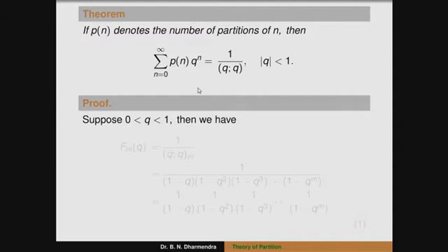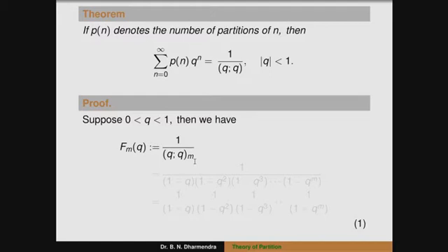Suppose mod q is less than 1, that means 0 is less than q is less than 1. Then we have to define f m of q is equal to 1 divided by (q; q) m. So we have to restrict the terms to m terms only. Here (q; q) infinity is there, so we have to take a minimum number m, restricting to a finite number: 1 divided by (q; q) m. So what is that (q; q) m?